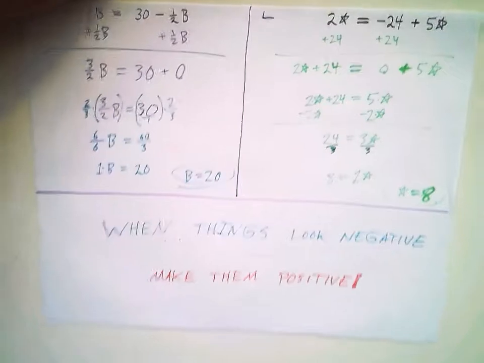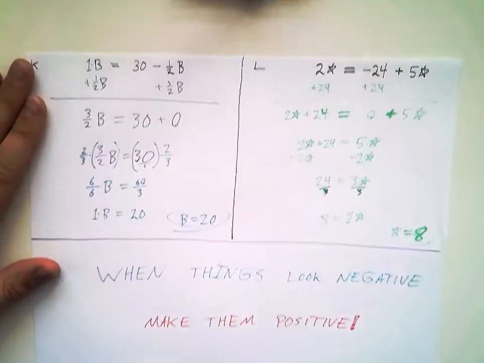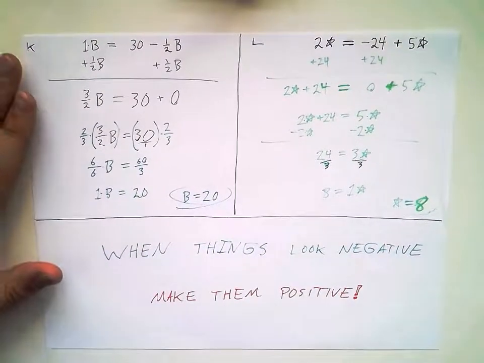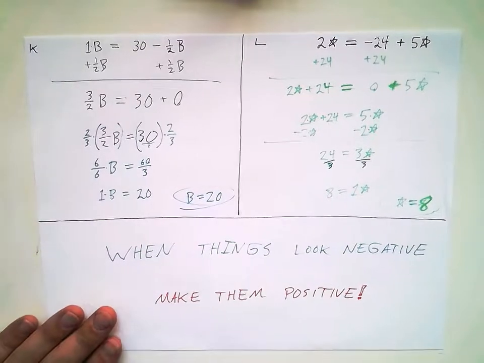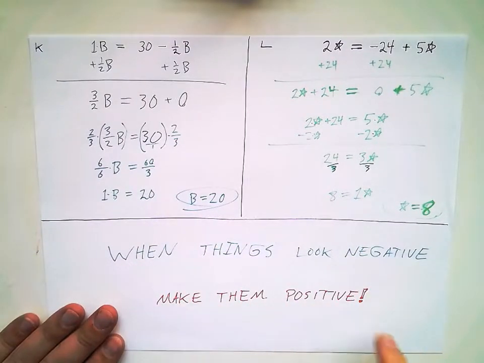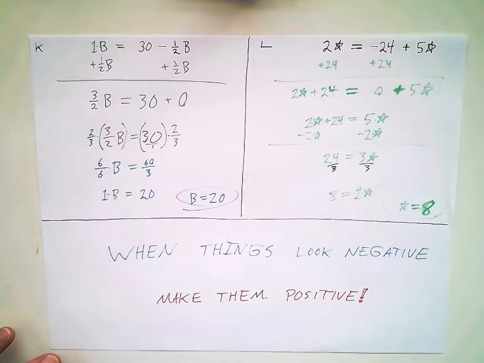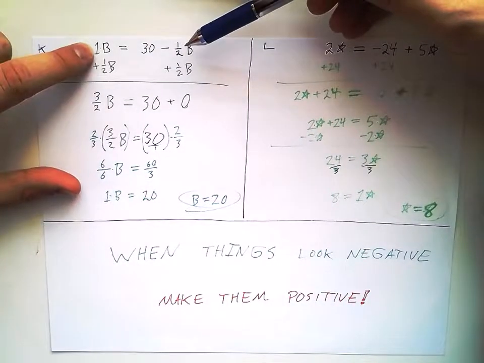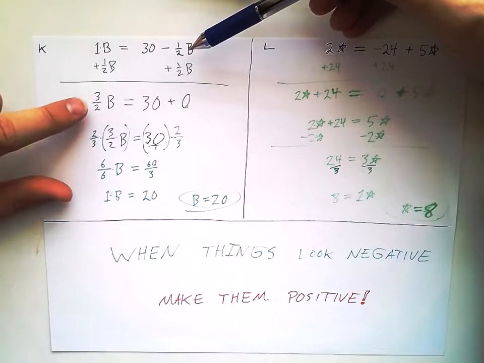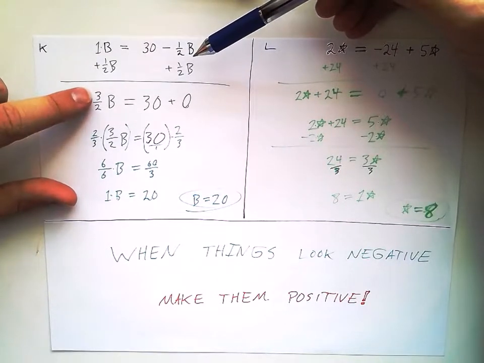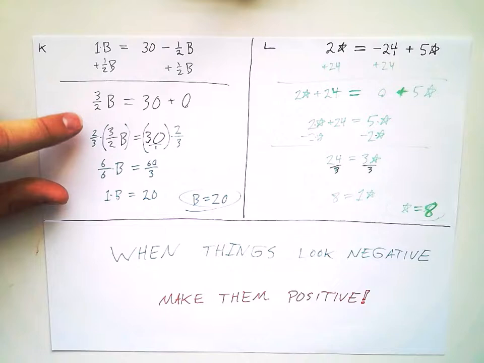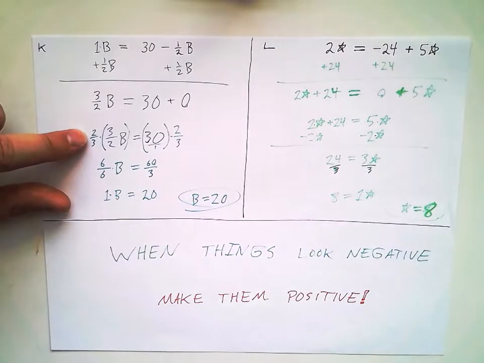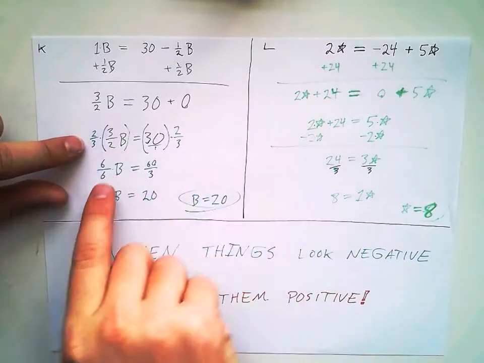Alright, these last 2 examples I'm just going to let you copy down, and this sentence at the bottom of your notes. So I'll just say one thing real quick on here. B plus a half a B would be 1.5 B, or you could say 3/2 B. I then multiplied that by 2/3 to get rid of that fraction.